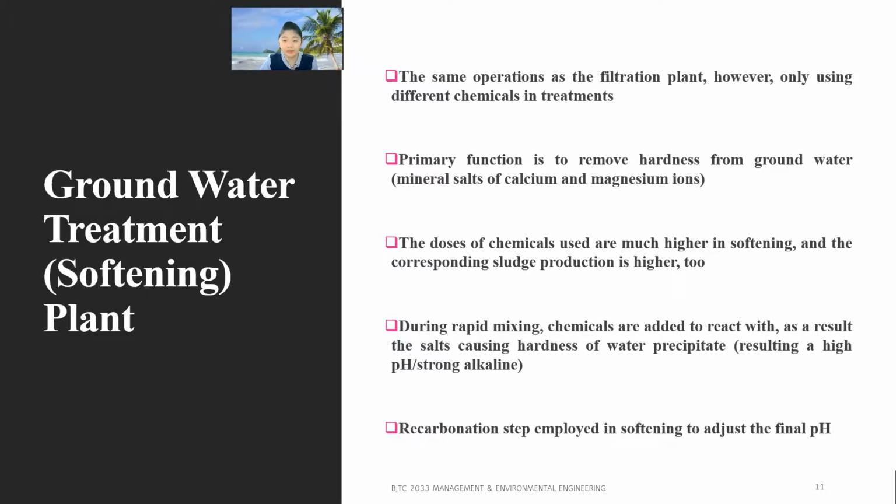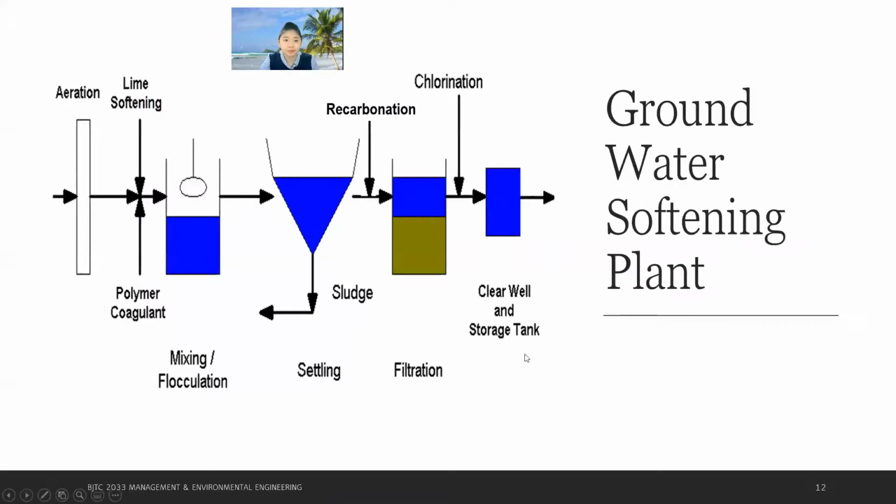During rapid mixing, the chemicals are added to react. As a result, the salts causing the hardness of the water precipitate, resulting in a high pH or strong alkaline water. So we need a recarbonation step in softening to adjust the final pH. The water that we drink is actually neutral, so the pH is 7. But during the chemical addition, the pH will go up more than 7, to between 8 and 14. So it's alkaline water, and we need to adjust the pH. Right, so this is the process for groundwater softening.